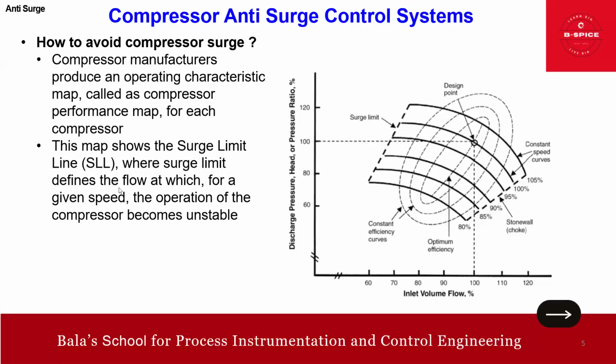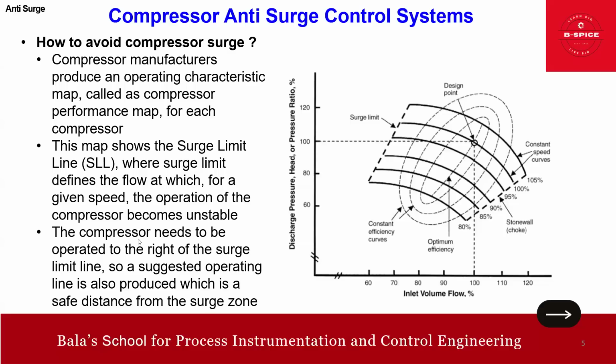Where surge limit defines the flow at which, for a given speed, the operation of the compressor becomes unstable. Beyond this limit, the operation of the compressor becomes unstable. So the compressor needs to be operated to the right of the surge. This is your surge limit, so right of the surge. Here only you need to operate this.